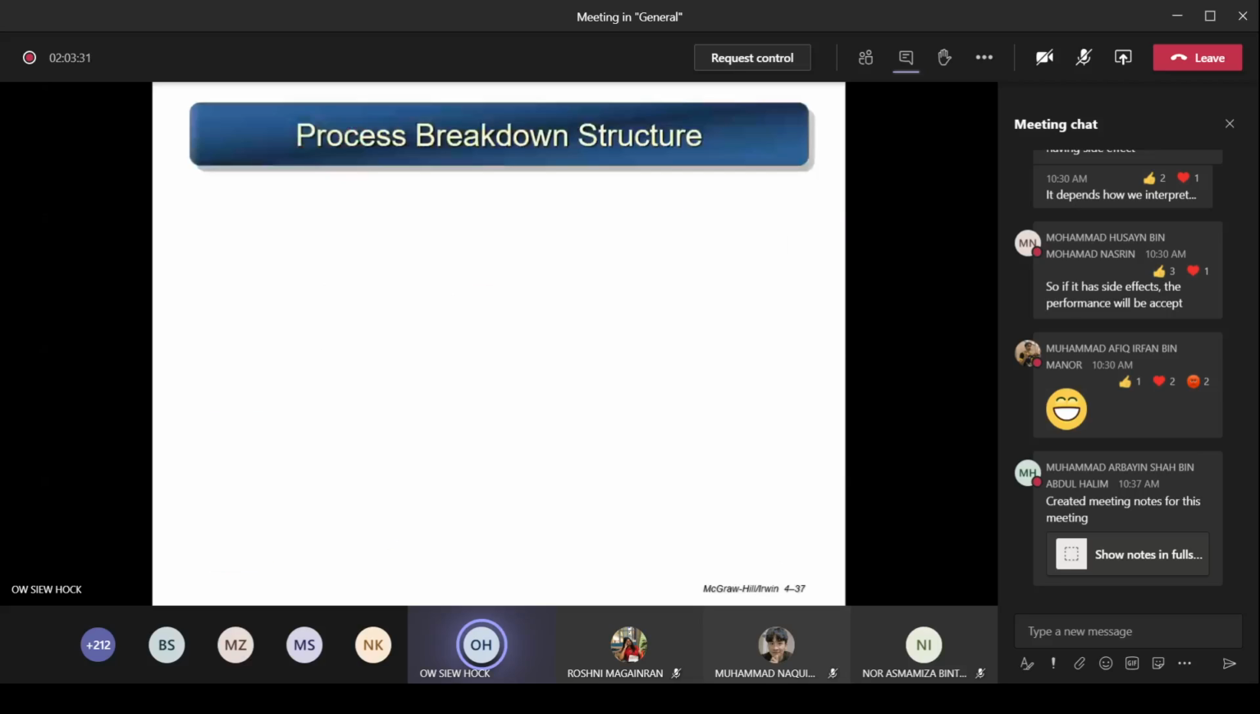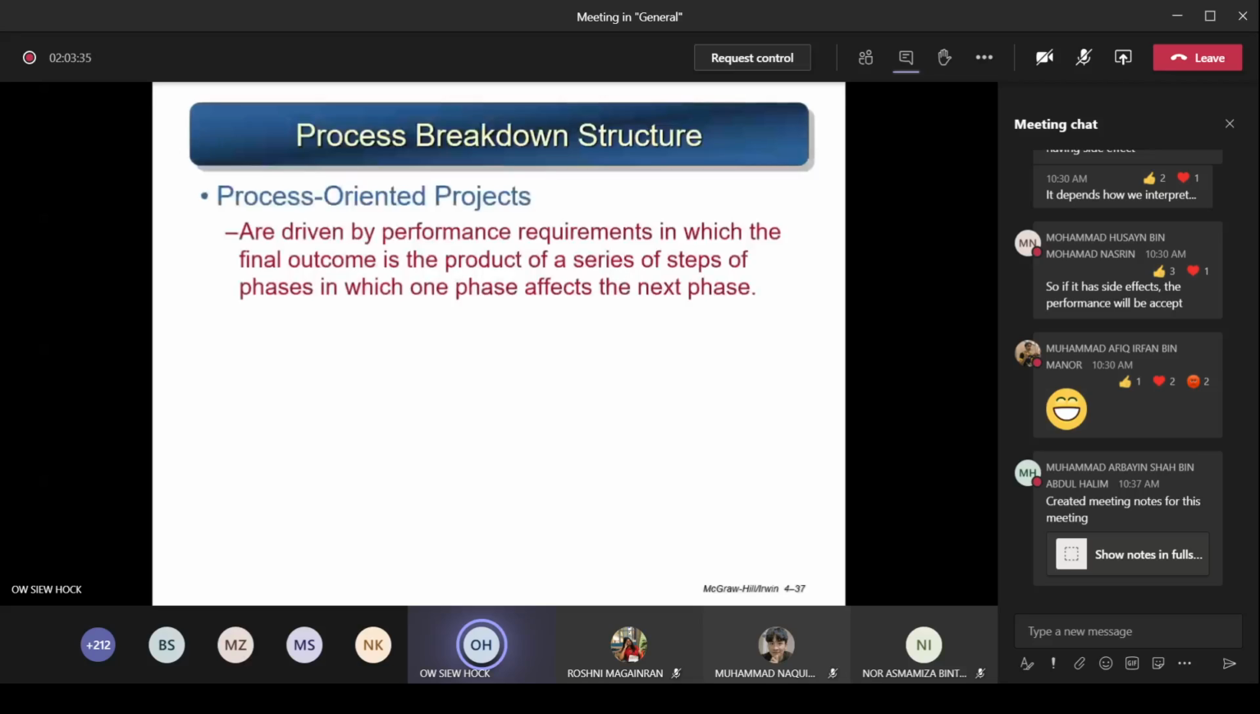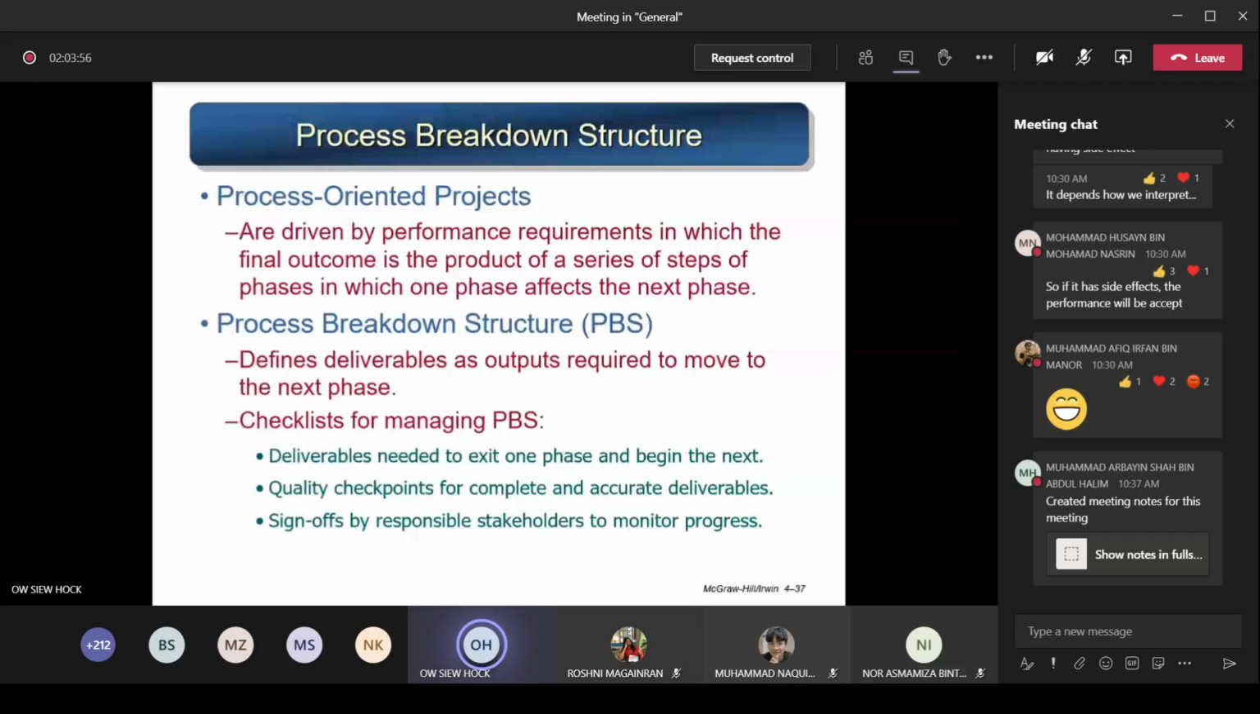So now, just now I already mentioned that is called work breakdown structure. That means what you break down are the outputs you produce, they are tangible. So what about if it is process-oriented projects? These are driven by performance requirements in which the final outcome is the product of a series of steps or phases in which one phase affects the next phase. That means the output from one phase becomes the input of the next phase. So if that phase doesn't produce the output you want and the customer says okay, yes, this one fulfills the output and the quality is achieved, then you use this to go into the next phase. But if not yet produced, you cannot start with the next phase. Okay, so process-oriented, you must produce something from the previous phase, and this output will go into the next phase. Then that is called process-oriented projects, and you draw PBS, process breakdown structures.